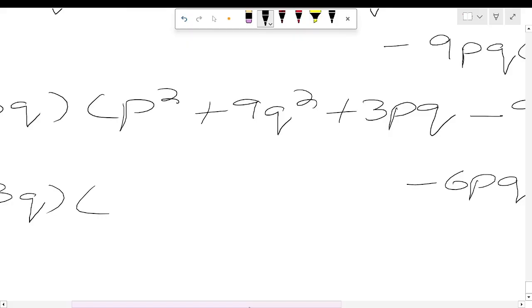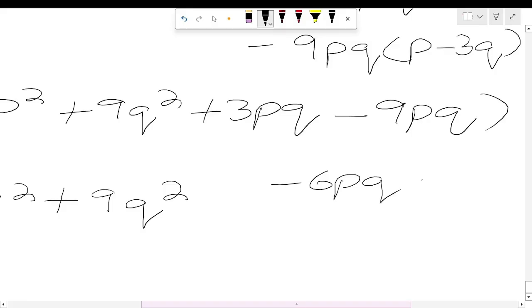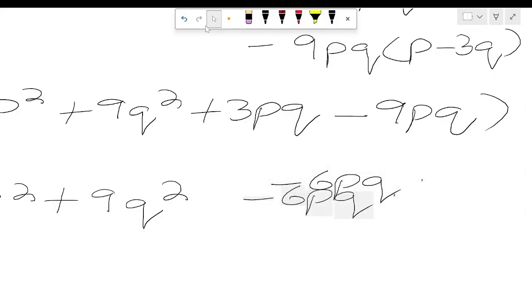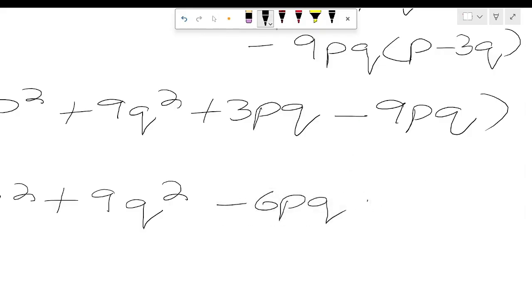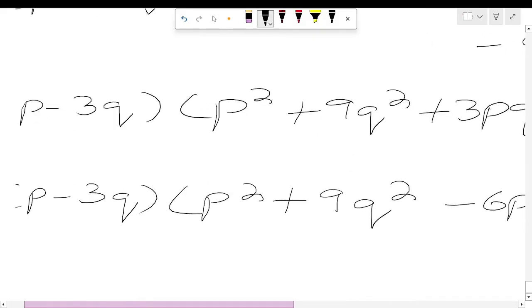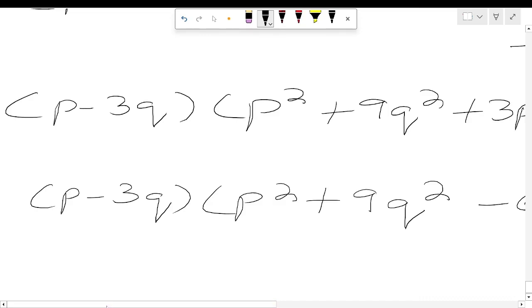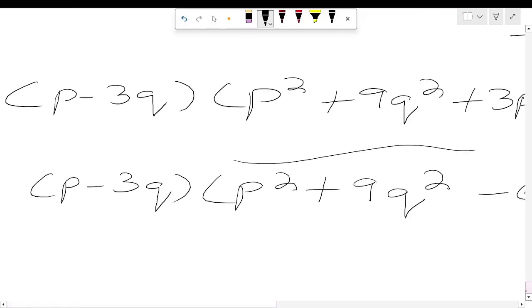After that we will write p square plus 9q square, and it is being subtracted from negative 6pq. So I'll close the parenthesis now. Now what do I need to do next? I need to simplify this expression. So obviously we know that we are going to convert it into a minus b whole square form, but before that we need to simplify it.